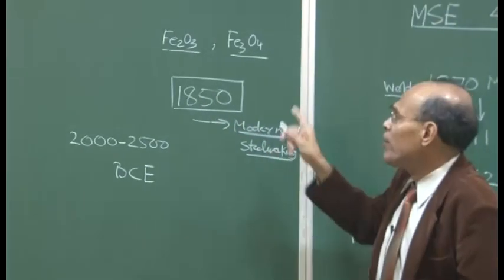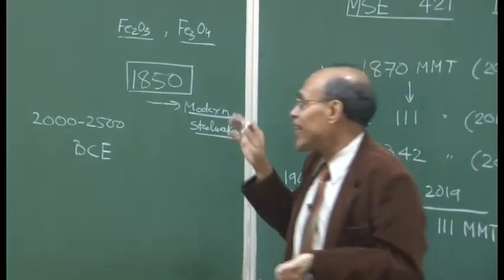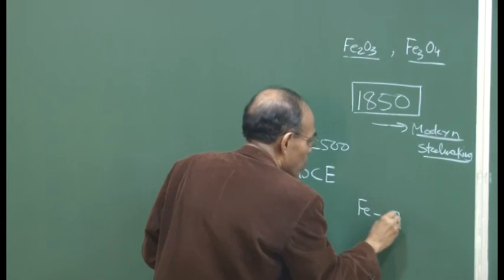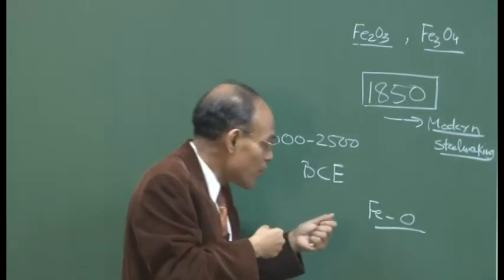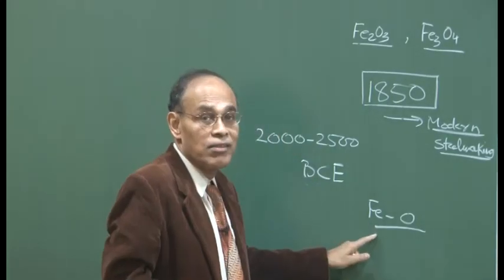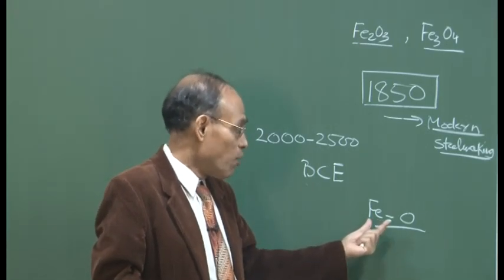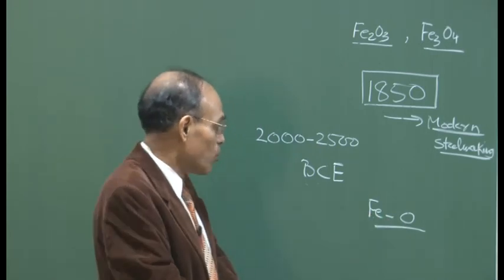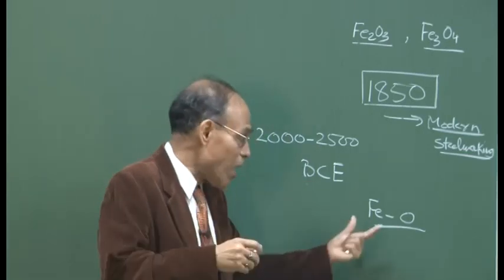The primitive people were not in a position to take out iron from iron ore, and that is precisely because the strength of the iron-oxygen bond in iron ore is very, very strong. Okay? All of you must have done thermodynamics in your second year, and we know the standard free energy of formation for iron oxide from the Ellingham diagram. So we can have an idea of the strength of the bond.